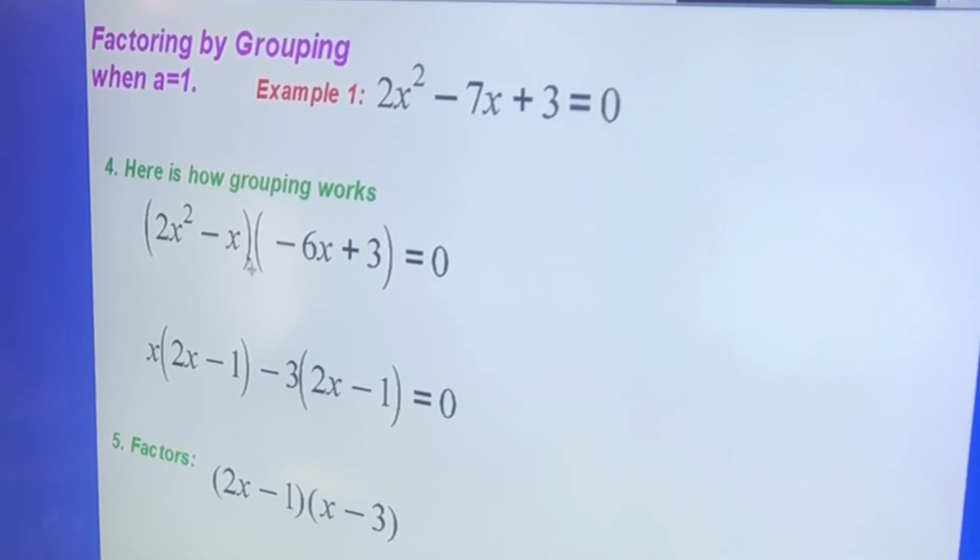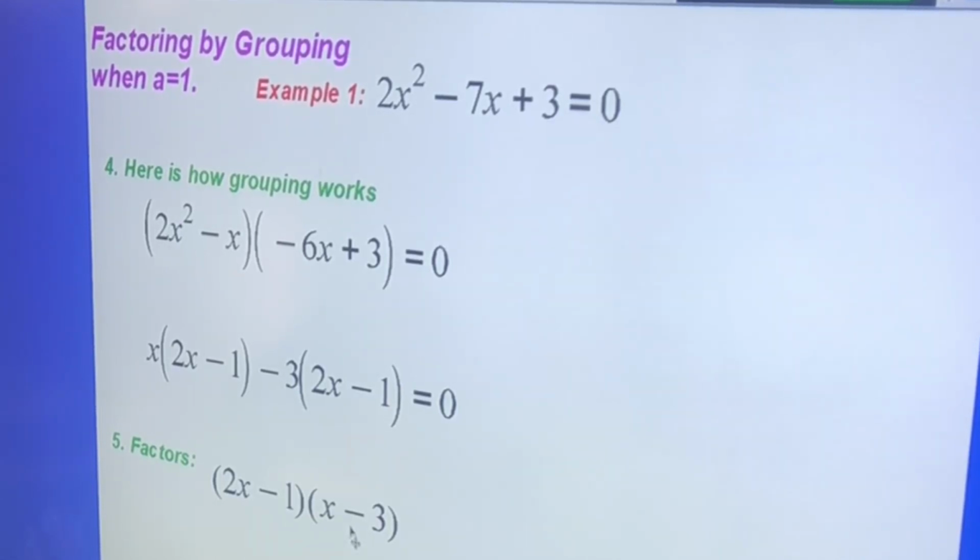2x squared minus x minus 6x plus 3. You could have written this as 2x squared minus 6x, but I tend to try to put them together with how they will work. So inside of this 2x squared minus x, I see they have a common x, so I put it on the outside. And then the same thing here, -6x plus 3. They have a common -3, so I put that on the outside. My common parentheses becomes 2x minus 1, which is one factor. And then my outside values become my second factor, which is x minus 3.